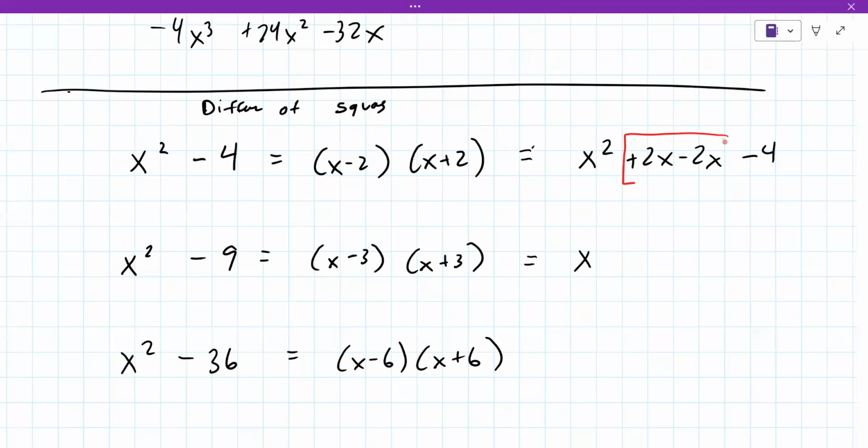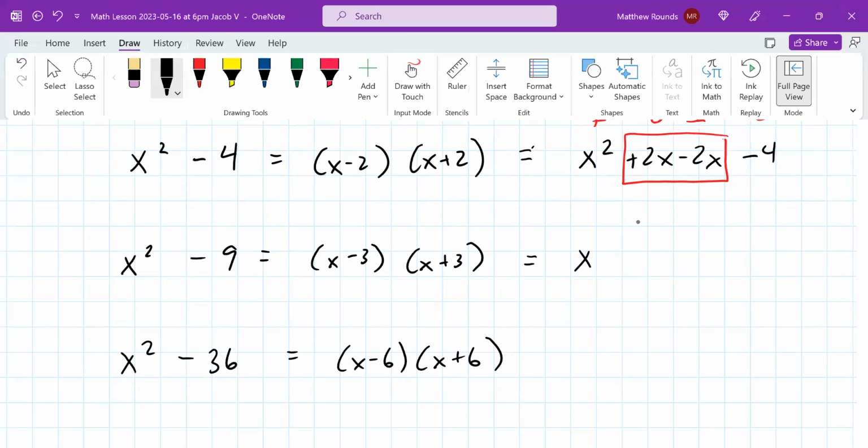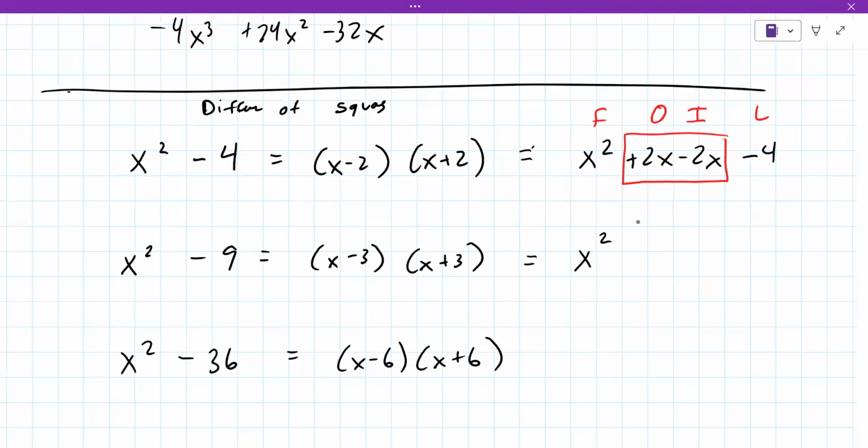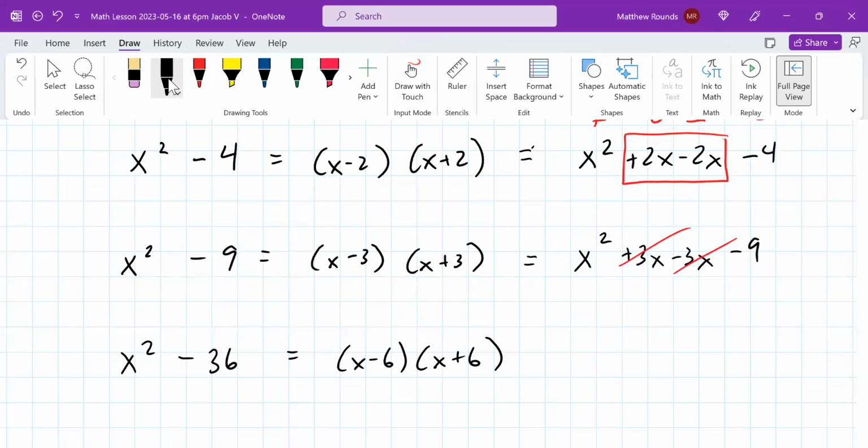What is the combination of positive 2x and minus 2x? Nothing. It's 0. So the O and the I's cancel each other out. Let's see if that holds true here. X squared plus 3x minus 3x minus 9. Those cancel, yeah, x squared minus 9. Okay. So we can now talk about what this is.